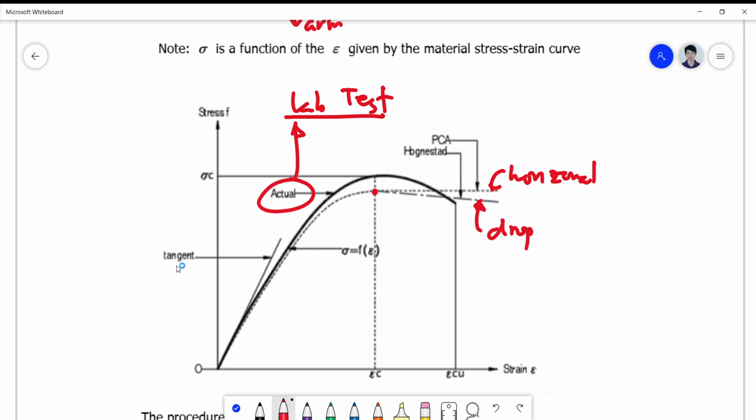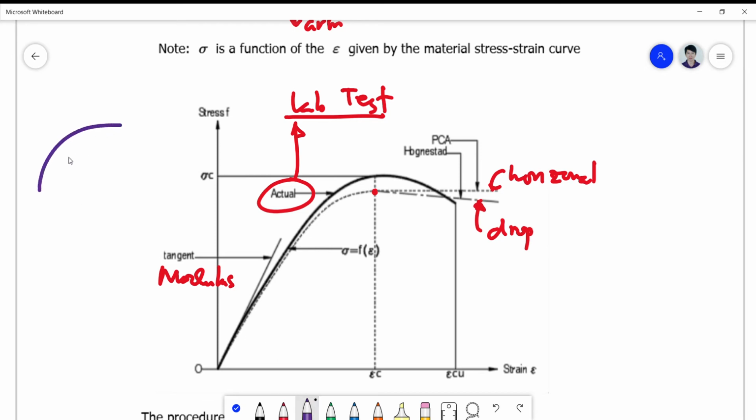That's why we are not using the tangent modulus in this case. Okay, so the tangent modulus of elasticity is not used by the ACI. What does the ACI use? It uses a secant modulus. Okay, so where's the secant modulus?